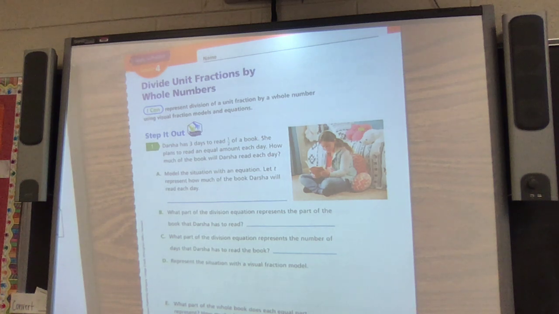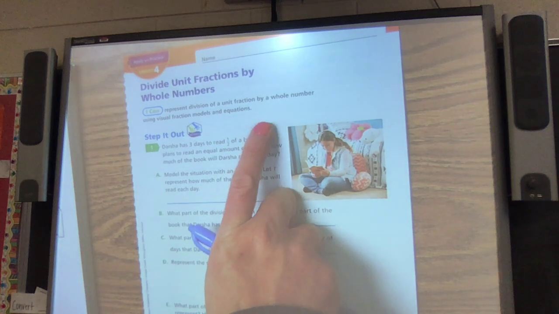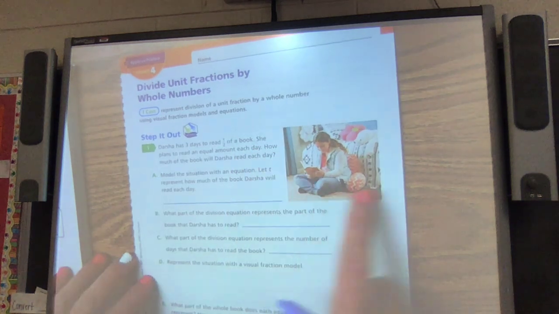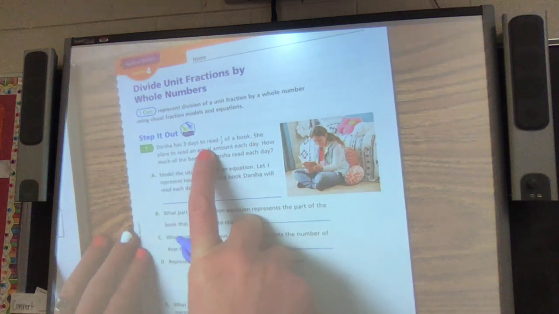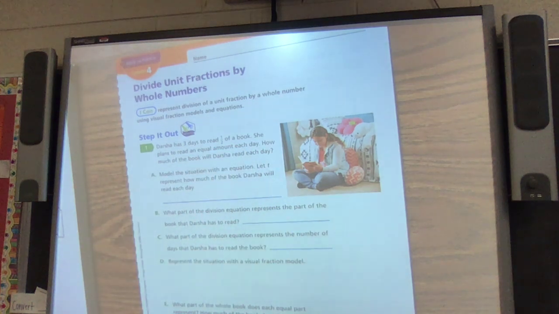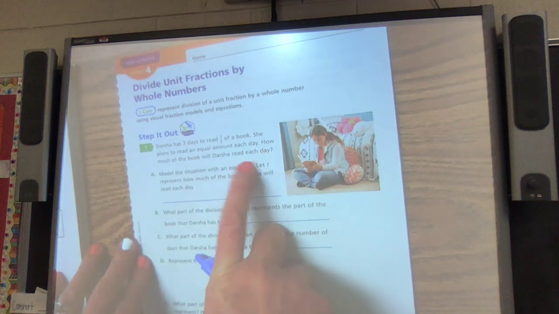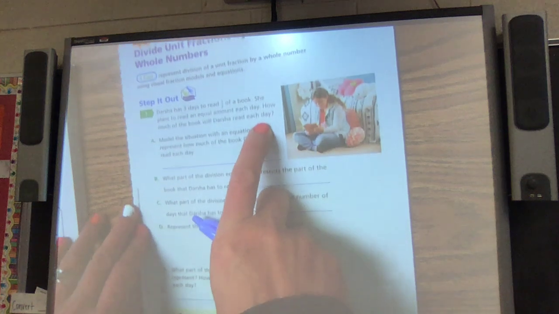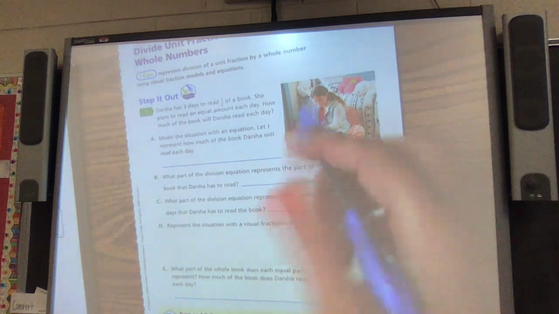All right. So it says, I can represent a division of a unit fraction by a whole number using visual fraction models, just like what we've been doing. Darsha has 3 days to read half of a book. She plans to read an equal amount each day. How much of the book will Darsha read each day? So she has 3 days that she can read half of a book.